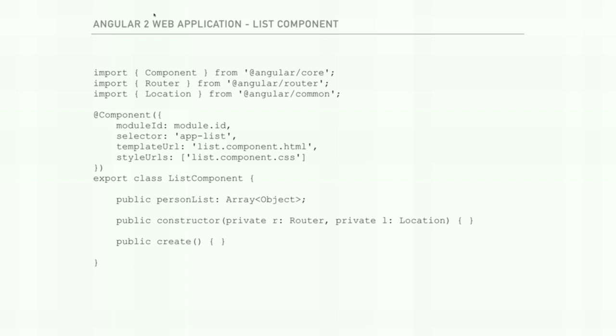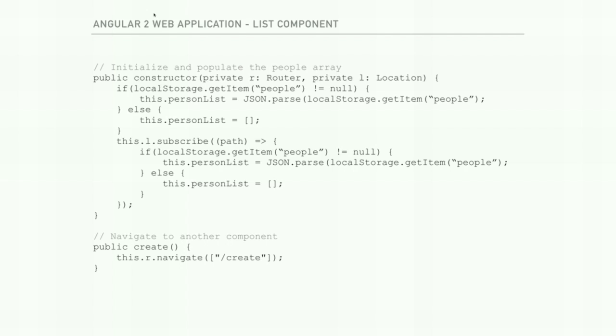Does anyone here have Angular 1 knowledge? Yeah, some. So by saying public, it's similar to saying scope. So it works similarly. Anything that's public can be accessed from the UI. We have a constructor. This constructor gets launched as soon as the page loads. And then we have a public create method, which will be responsible for navigating.